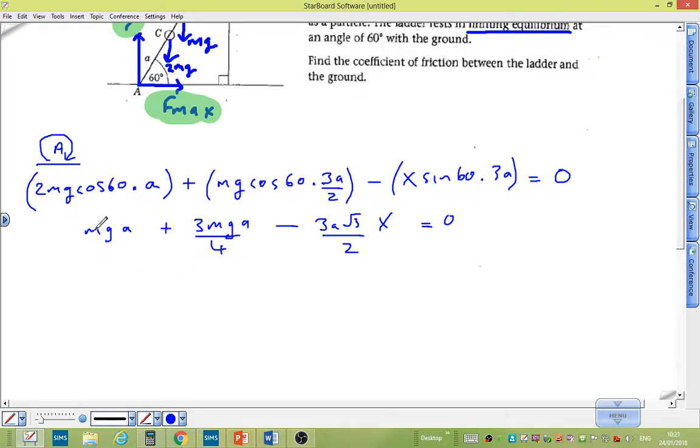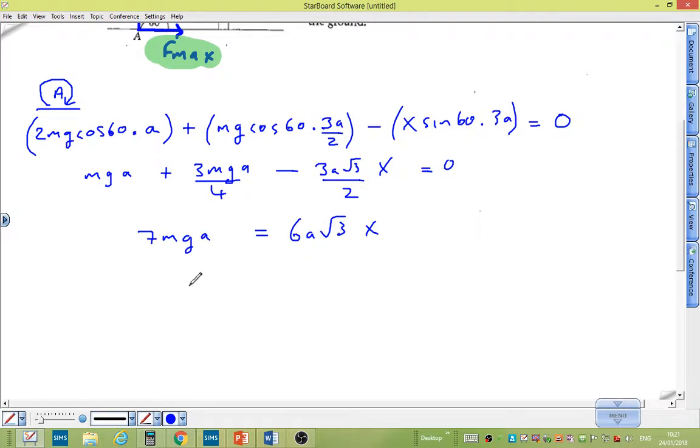I'm going to throw that over, work this out, and times by 4. So I end up with 4mga plus 3mga gives me 7mga is equal to, times this by 4 leaves me with 2 on top, gives me 6a root 3x. Divide by that and cancel the a's, and you end up with x is basically 7mg over 6 root 3. And you would leave it like that because we don't know what m is.